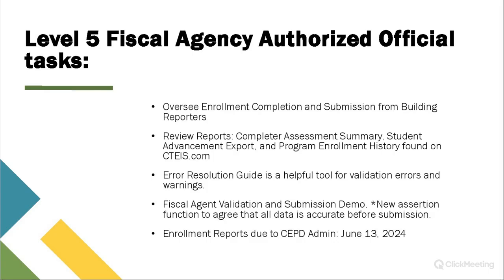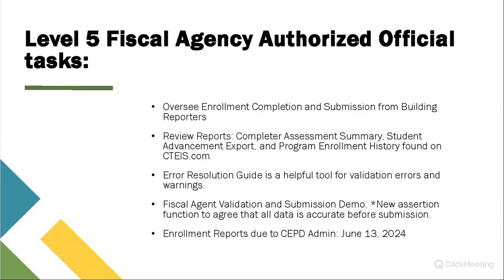So jumping right into the level 5 fiscal agency task. At this particular moment, it is recommended that level 5 fiscal agencies' authorized officials oversee enrollment completion and submission from building reporters. You want to review reports. The completer assessment summary is very helpful at this time. The student advancement export is very helpful at this time. And then program enrollment history. All of these can be found when you log into the CETEIS application at CETEIS.com.